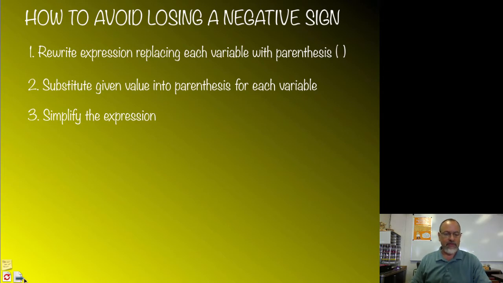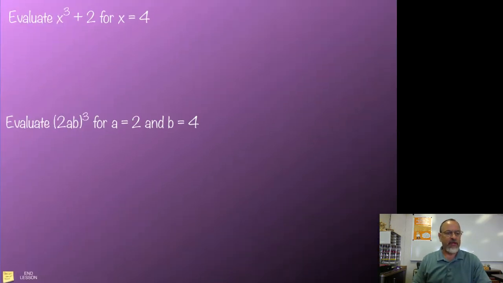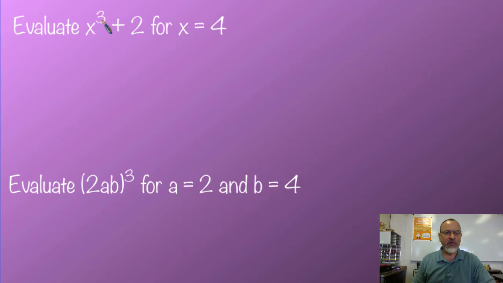So let's take a look at a couple of examples before we wrap this up. In the first example, it asks us to evaluate x cubed, or x to the third power, plus 2 for x is 4. So the first step, remember, we're going to rewrite this expression, and for every letter we're going to use a parentheses instead. So we have (x) cubed plus 2. Now that we've rewritten that, we substitute in for every parentheses the value for the variable that they give us, so 4. So I have (4) cubed plus 2, and now it's simply a matter of applying order of operations.